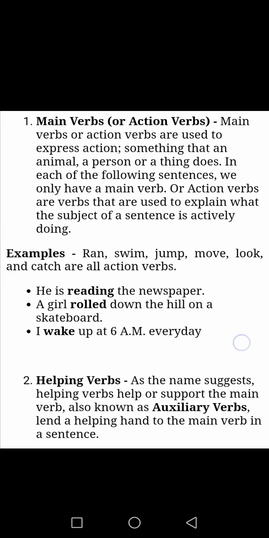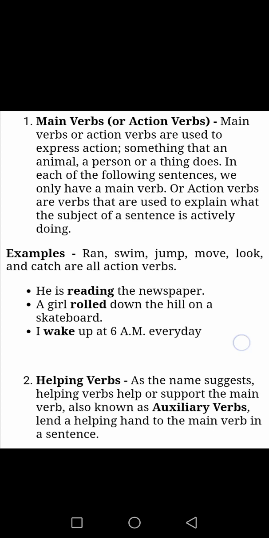Number first is main verbs or action verbs. Main verbs or action verbs are used to express an action, something that an animal, a person, or a thing does. In each of the following sentences, we only have a main verb, or action verbs, that are used to explain what the subject of a sentence is actually doing. Examples: rain, swim, jump, move, look, etc. He is reading the newspaper.